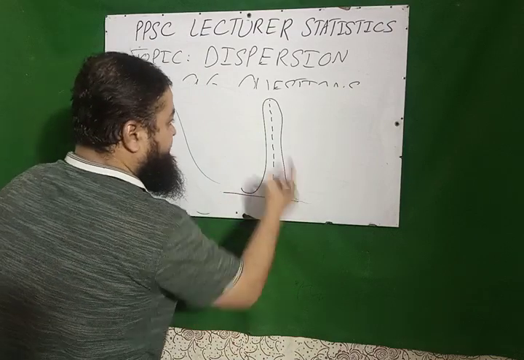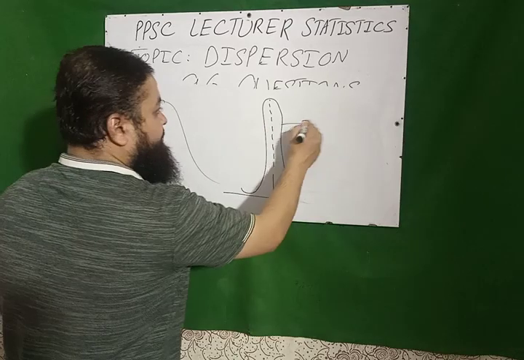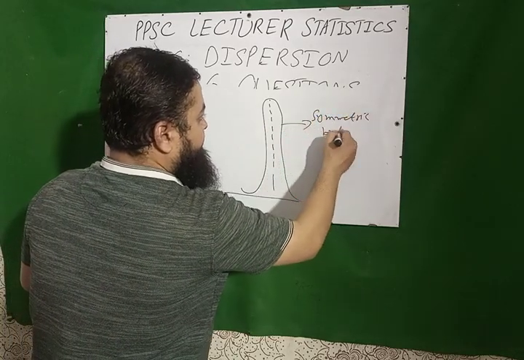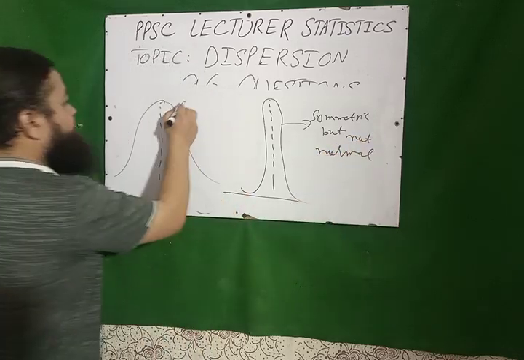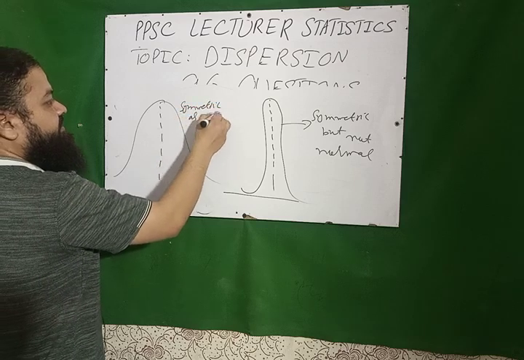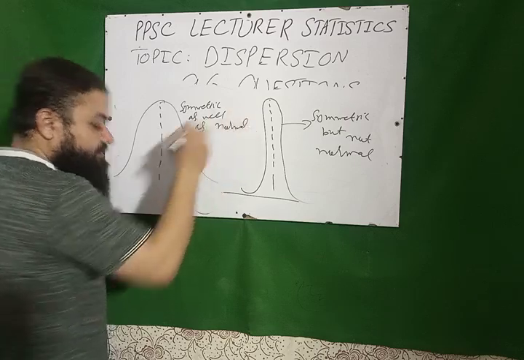Actually this figure is symmetrical. Two portions are equal, are the same, but this is not normal. It is symmetric but not normal. This is symmetric as well as normal. So what did we learn?